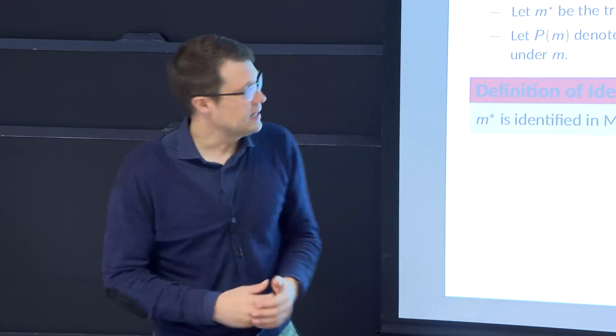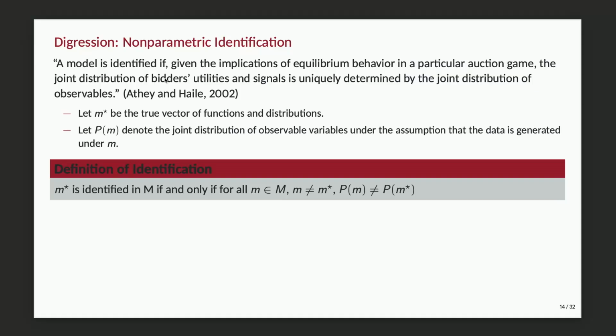Okay, so here's a slightly more formal way of saying this. Let M star be the true vector of functions and distributions, and let P of M denote the joint distribution of observable variables under the assumption that the data is generated under M. Think of P as basically a mapping from my model. To make things simple for now, think of your model as the distribution that you assume for bidders' valuations. P basically maps that, with some assumption on which game is being played and what equilibrium, to the data.